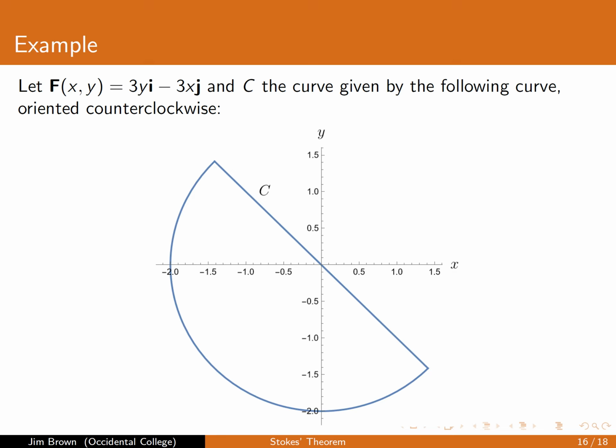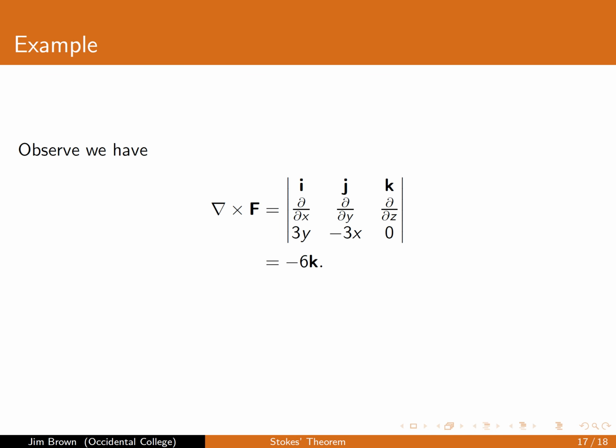Now, of course, I can parameterize each of these two pieces separately and do those line integrals and add them up, and that's what we did back in the section on line integrals. But in this case, we're going to use Green's theorem to do this in a much simpler way without having to parameterize stuff. So first we'll calculate the curl of our vector field, which in this case comes out to be just minus 6k. You can check that calculation. So if we dot that with our unit normal vector k, I just get the value minus 6.